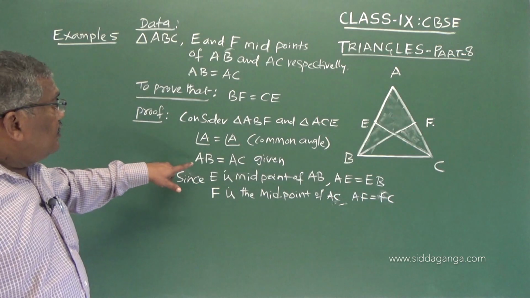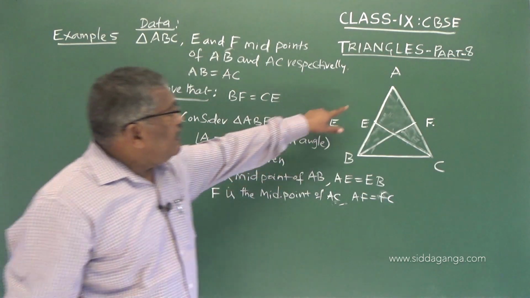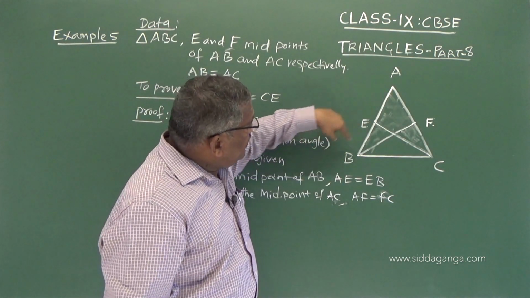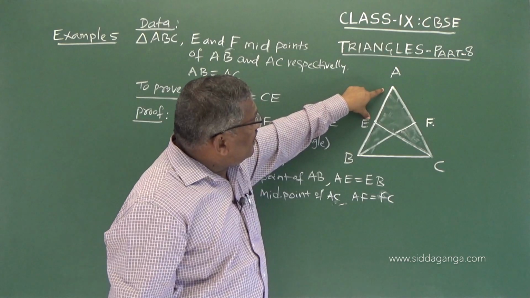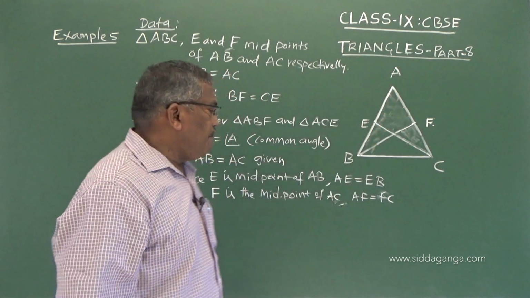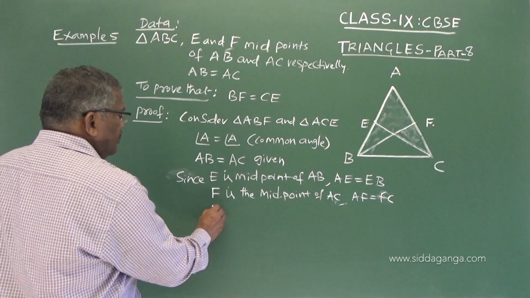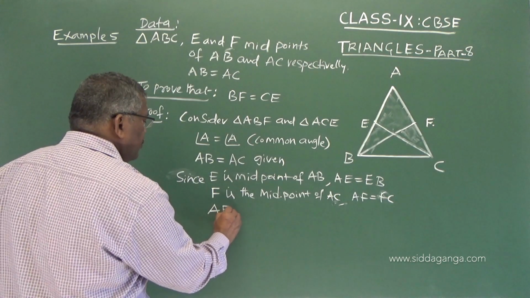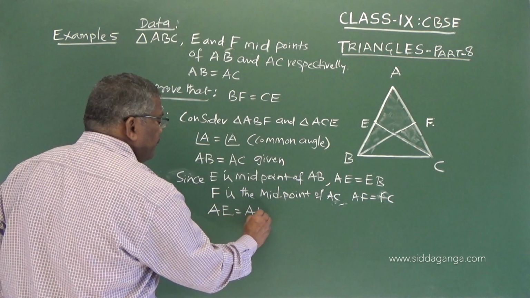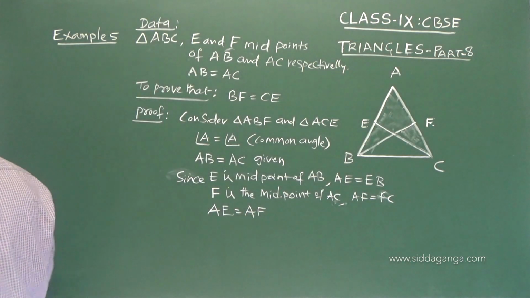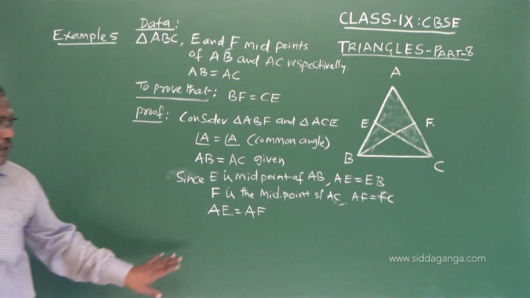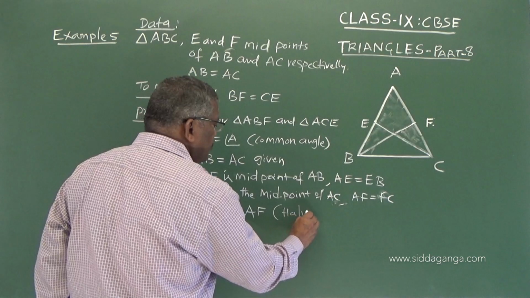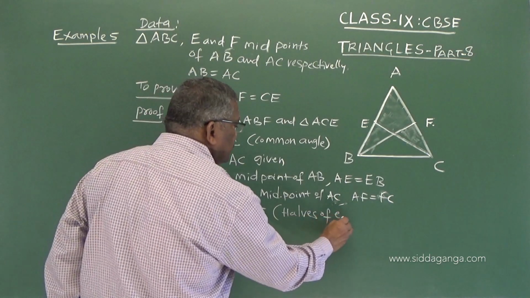And we have AB equals AC. So, when AB is equal to AC, half of AB, that is AE, must be equal to AF. So, therefore, I will write, AE is equal to AF. This is because halves of equal sides.